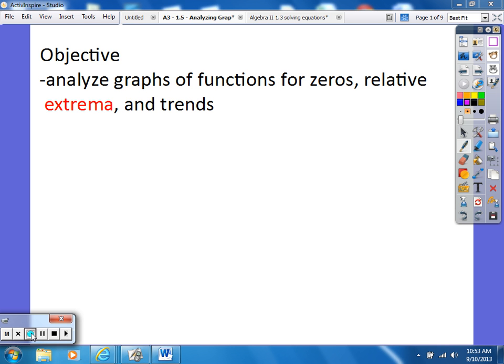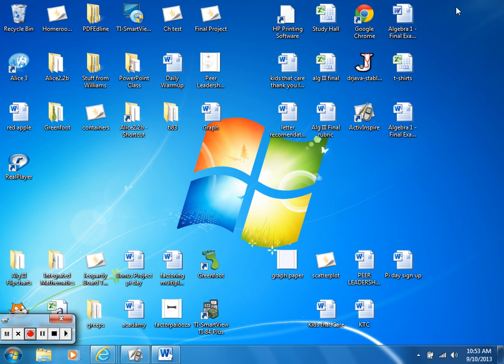Zeros, relative extrema, and press. So we're going to see what's happening with our graphs. Now the first thing, if you haven't grabbed a graphing calculator, you do need to get one quietly. But that's going to be very necessary, and in fact, I need to get my graphing calculator up and running, which is right here.